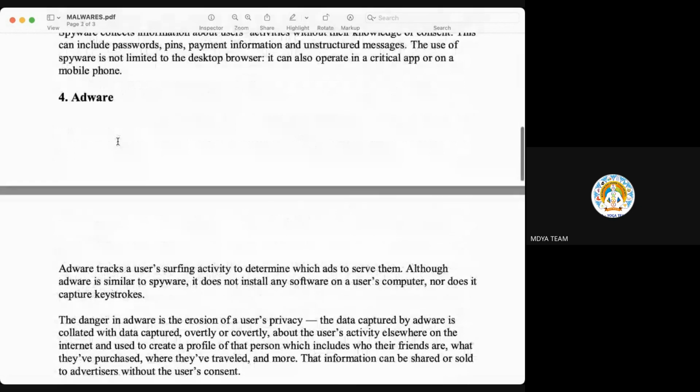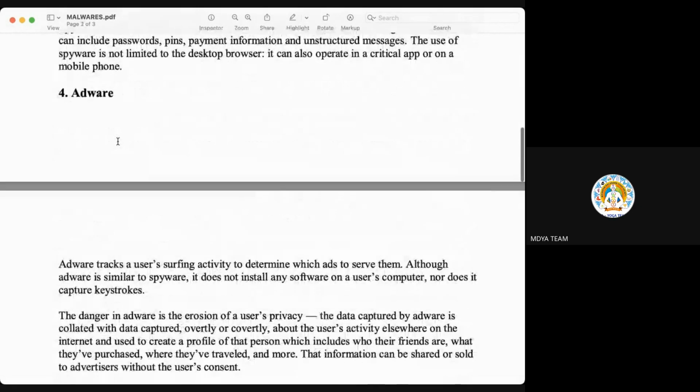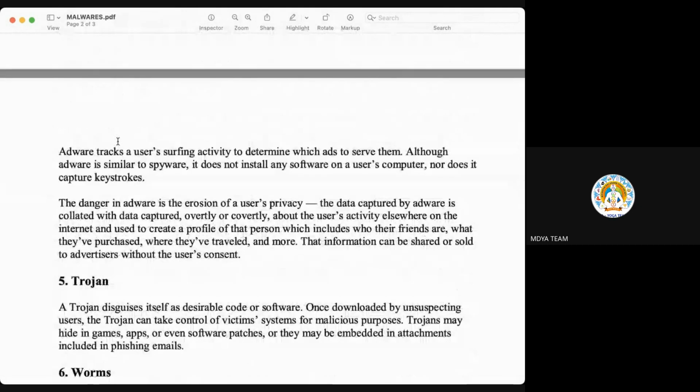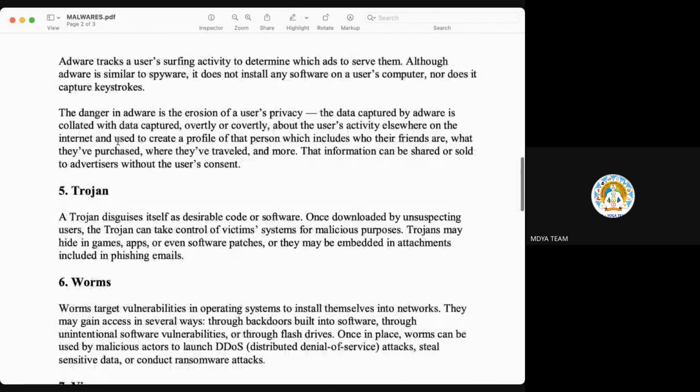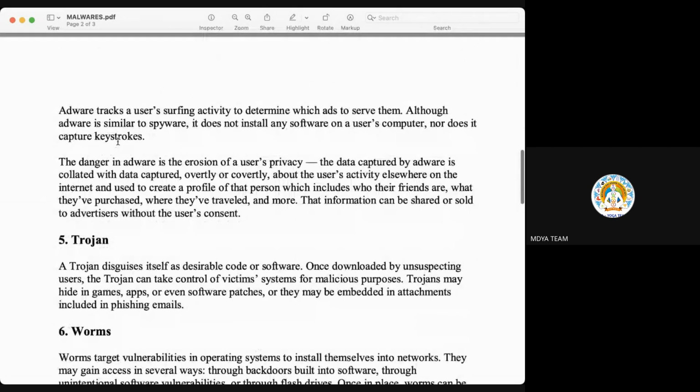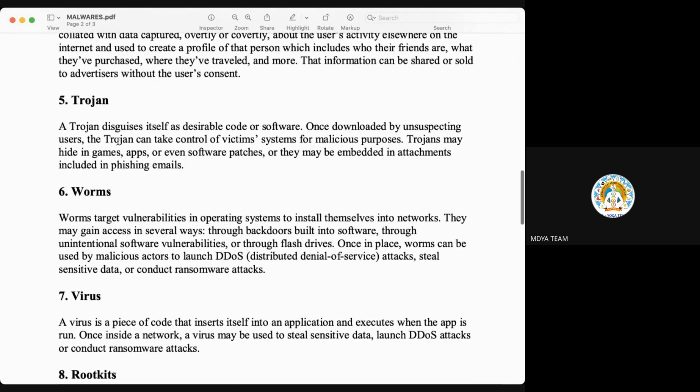Like this adware, it comes from the advertising agencies. They put some ad and you click on that ad. Some virus will come, some software will come, and they see what you are doing, which website you are surfing. So they give their data to some advertising agencies. So accordingly, you will receive those advertisements again and again.